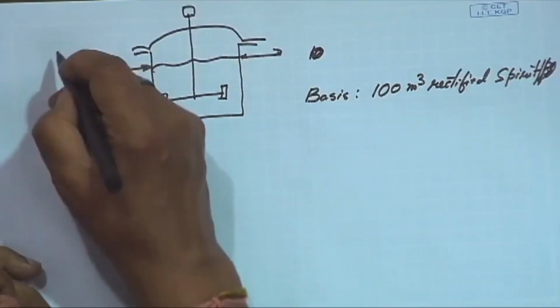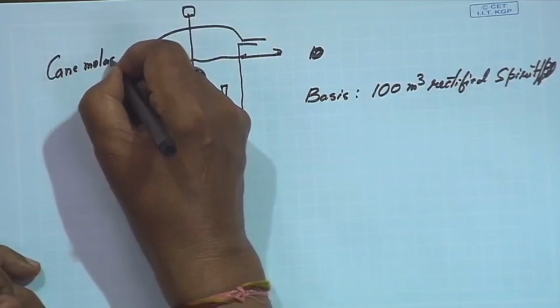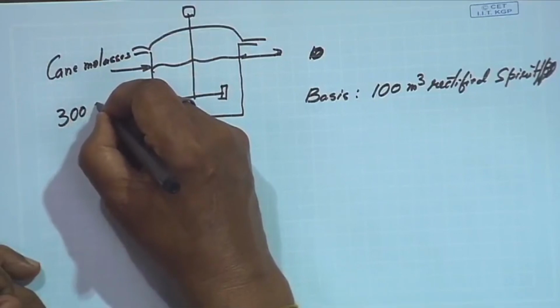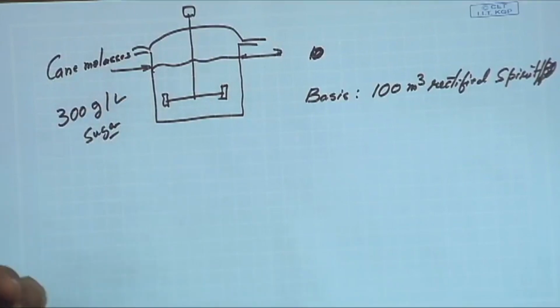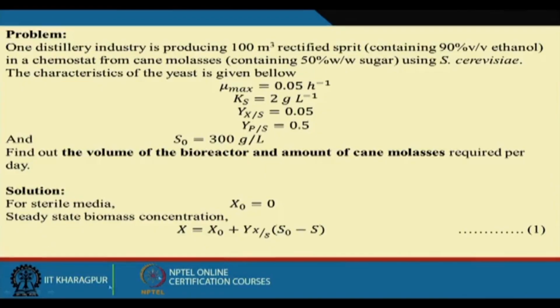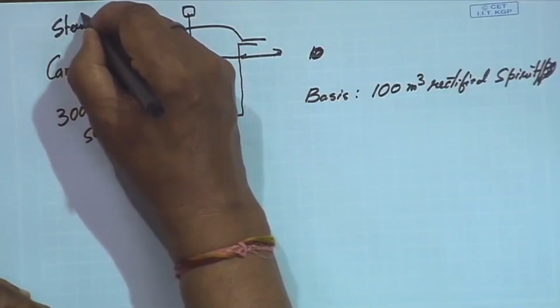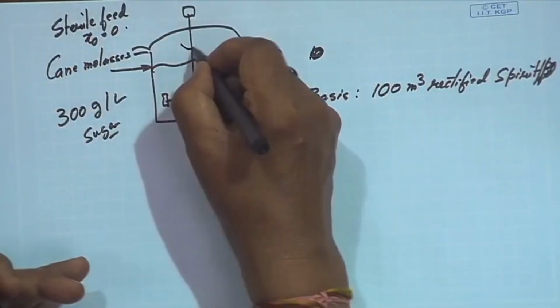So here we put the cane molasses, which contains about 300 gram per liter of sugar. Am I right? Then we operate this, and we have this equation with the x0 value here. Here we assume this x0 value is 0, because we assume this is a sterile feed. Sterile feed we can assume. Then what will happen is that this is rotating like this.